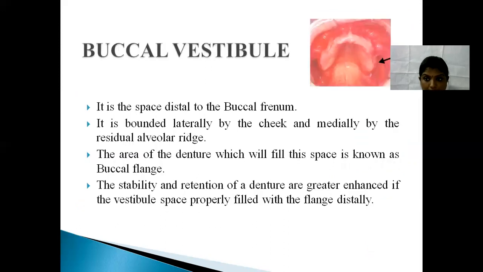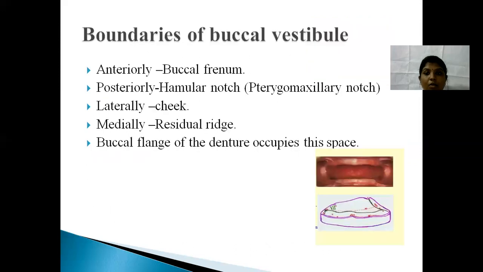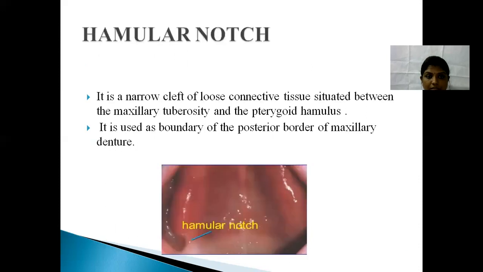Then you have got the buccal vestibule. It is a space distal to the buccal frenum. The area of the denture which will fill the space is called the buccal flange. The stability and retention is greatly enhanced if the vestibule space is properly filled with the flange distally. The boundaries of the buccal vestibule are anteriorly the buccal frenum, posteriorly the hamular notch, laterally the cheek, and medially the residual ridge, and the buccal flange of the denture will occupy this space.